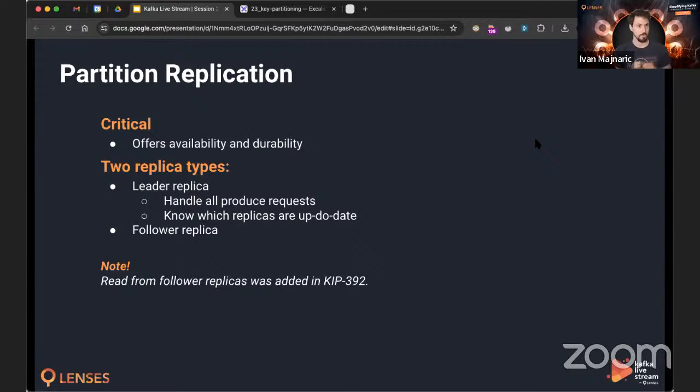While producers can produce only to the leader partition or leader replica, that's not the case for consumers. Consumers can consume from the leader replica, and also from the follower, which we are going to come to in a second. So from the follower and also from the leader. Now, this feature wasn't here until recently when KIP-392 came across, which introduced consuming from the follower replicas.